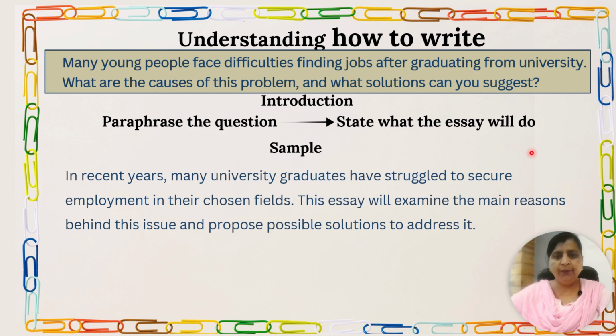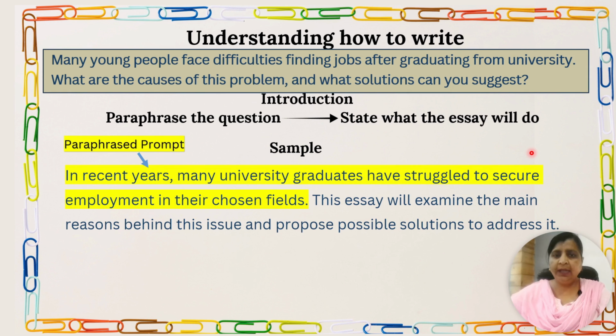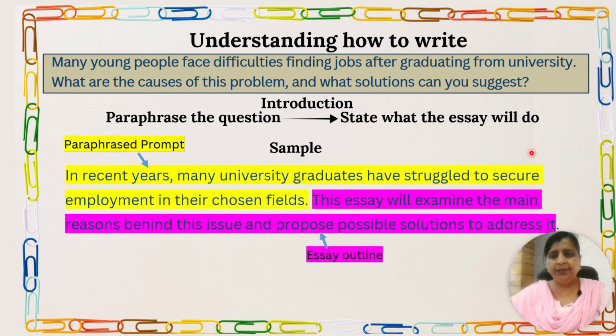So if you read carefully, you can see that this is the paraphrased prompt. The original task is also there on the screen. Compare it with the paraphrased prompt. It's just that the words have been changed. Okay, and here is the essay outline: what exactly the reader is supposed to expect from the essay that will follow after this introduction.